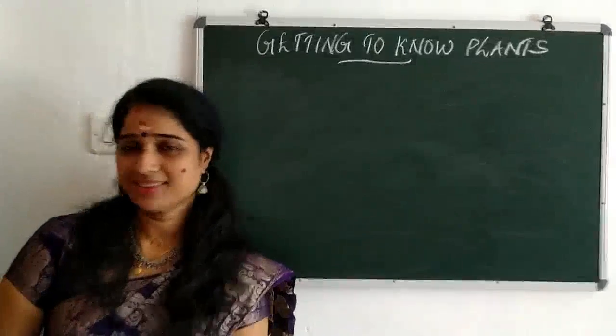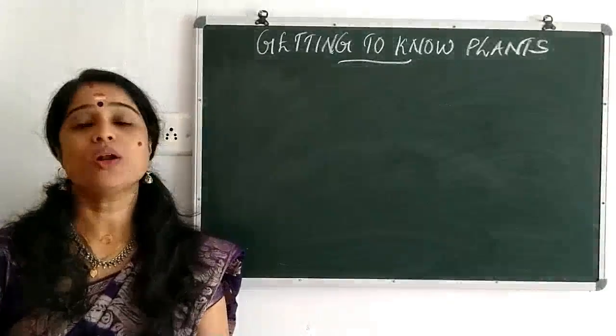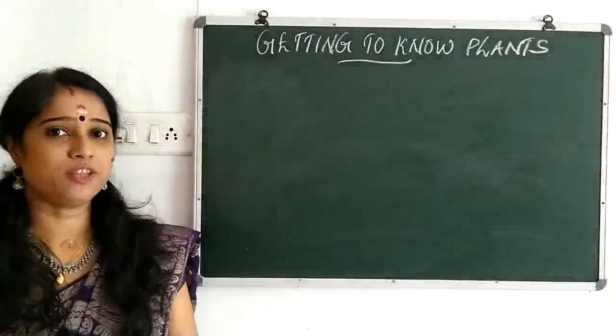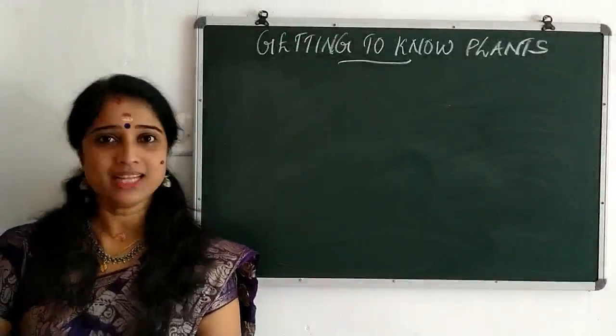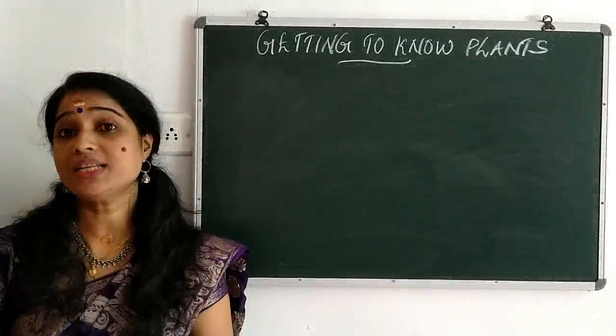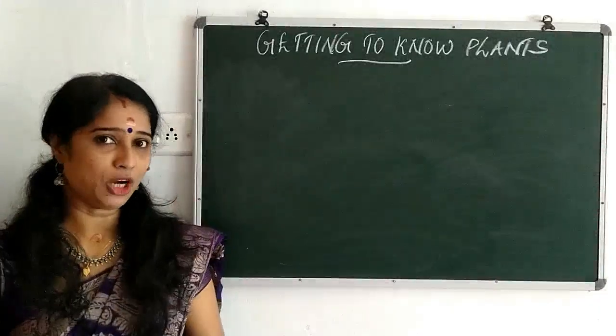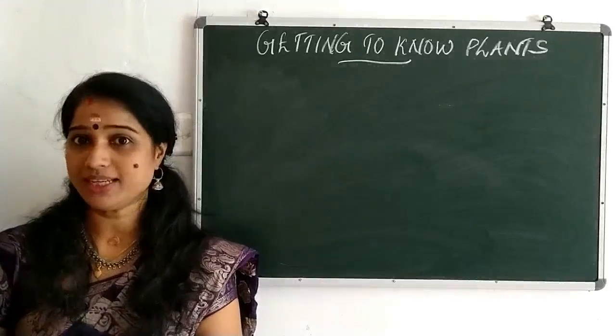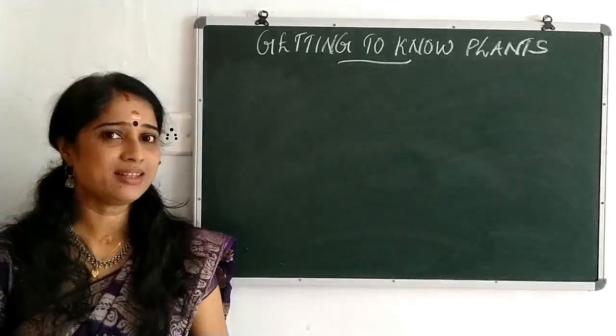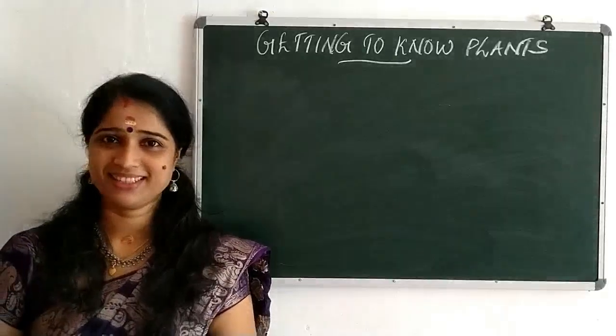Good morning, my dear children. In the last two classes, we already discussed two parts of the plant. Can you tell me what they are? The stem and the root. Yes. Today we are going to discuss another important part of the plant. I'll give you a clue, then tell me what it is. That part is known as the kitchen of the plant.